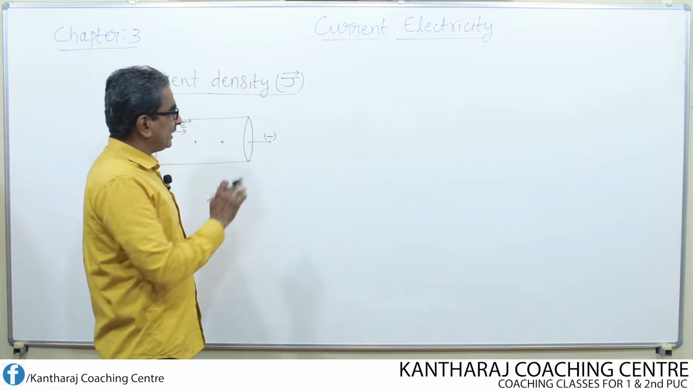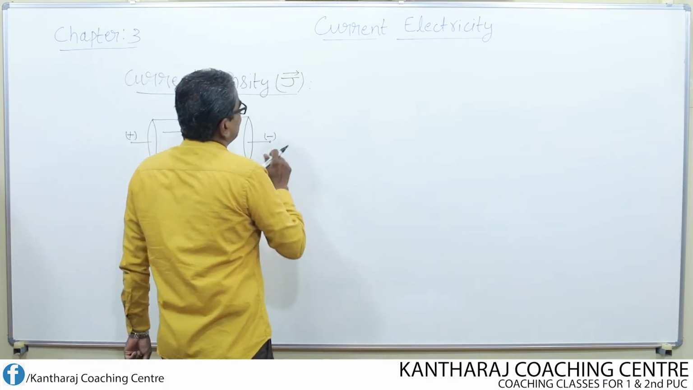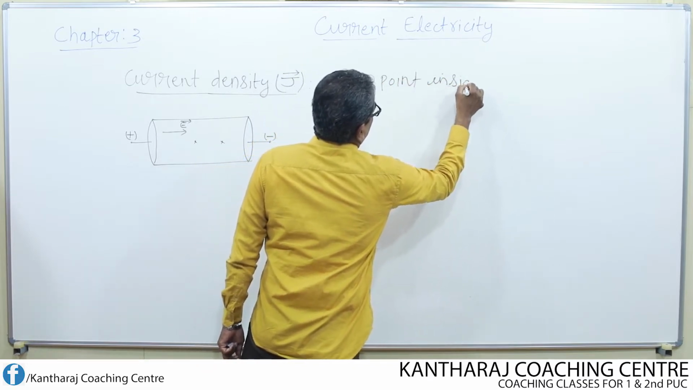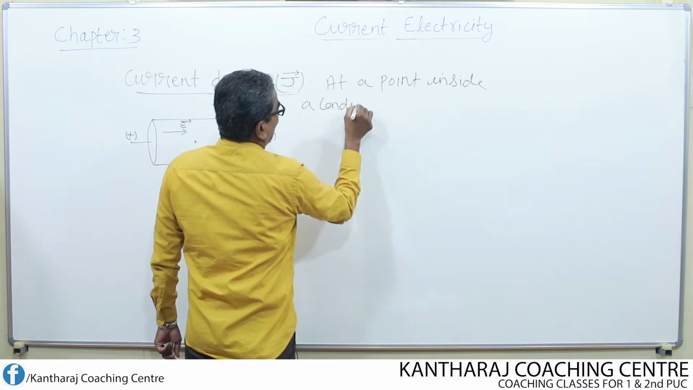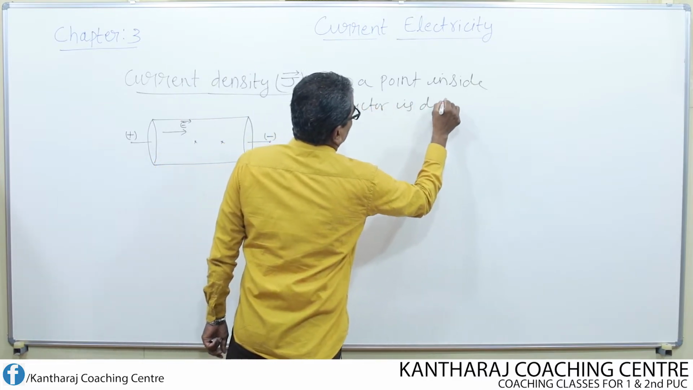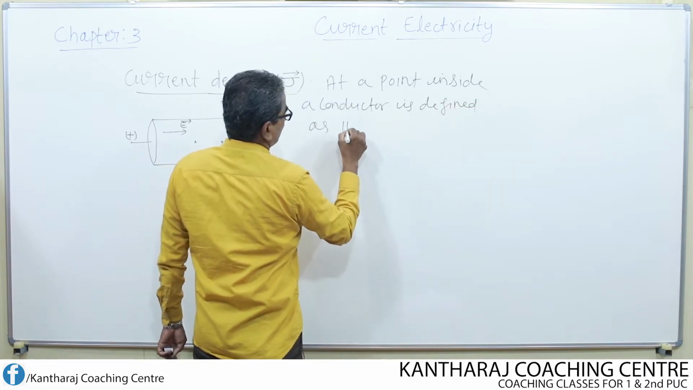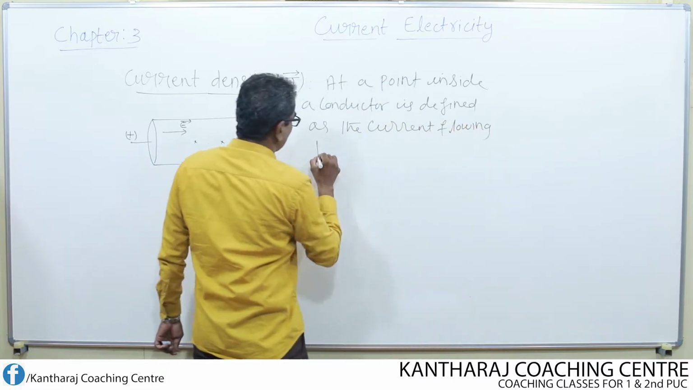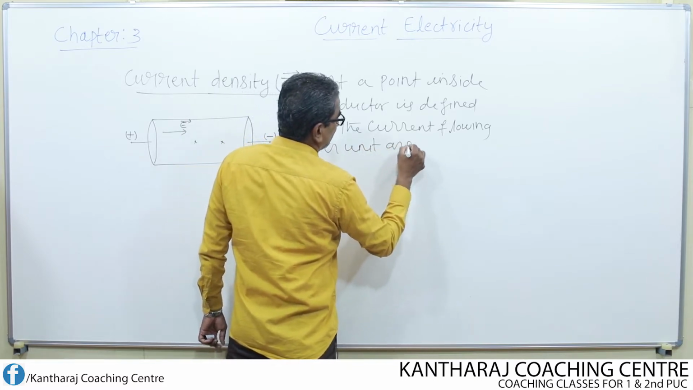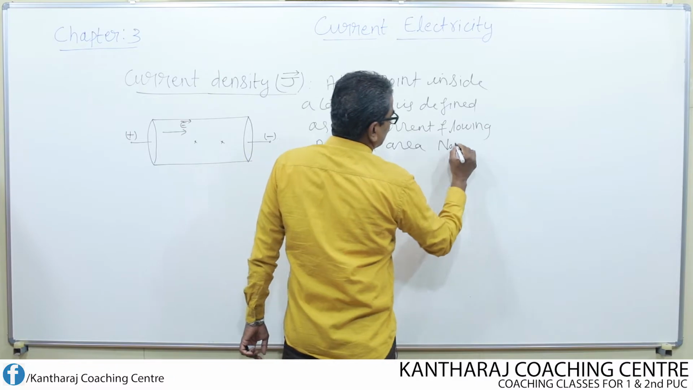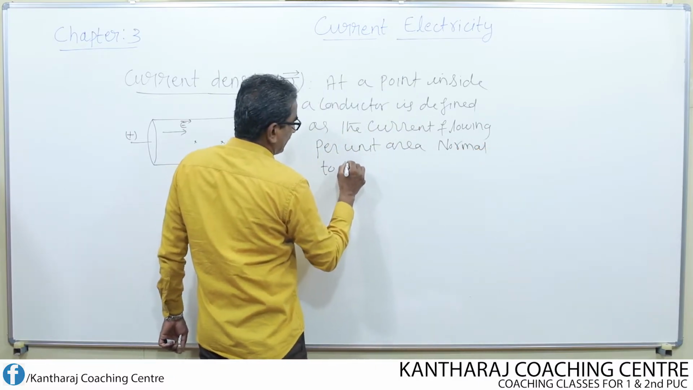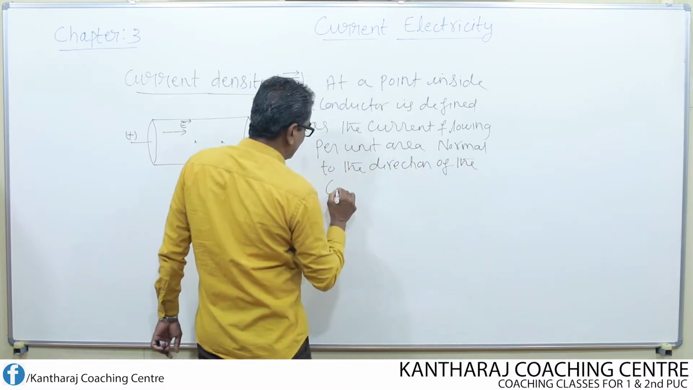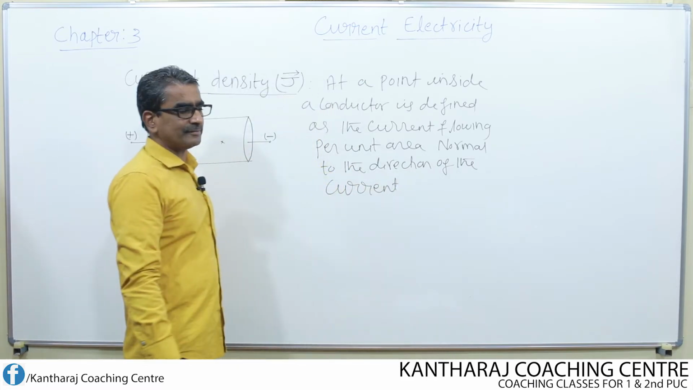First I write the definition of current density, then I explain. Current density J at a point inside a conductor is defined as the current flowing per unit area normal to the direction of the current. So this is the definition of current density.